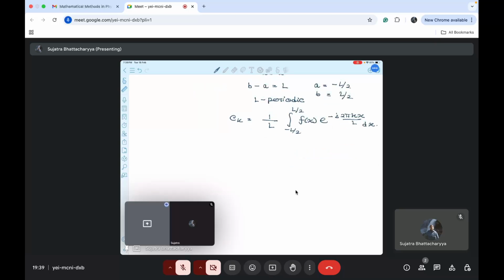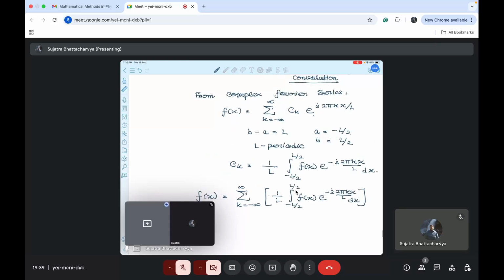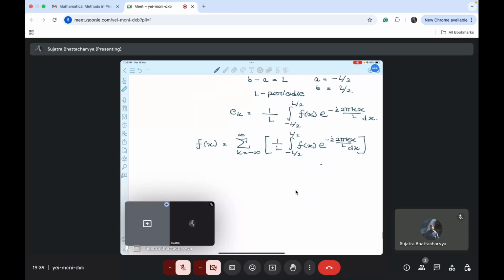All right. Write this expression: f(x) equals summation k from minus infinity to infinity, c_k, and we are writing this as the integral from minus L by 2 to L by 2 of f(x) e to the power minus i 2 pi k x by L dx. And in the summation, what is there? This. So you have to write that also, right? e to the power iota 2 pi k x by L. That's all.